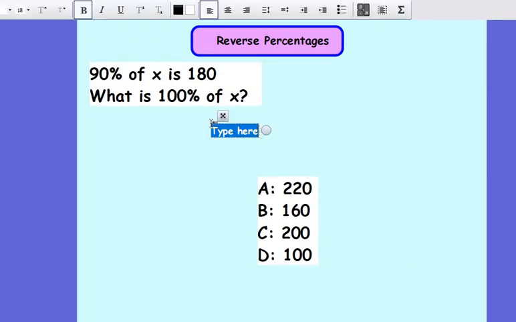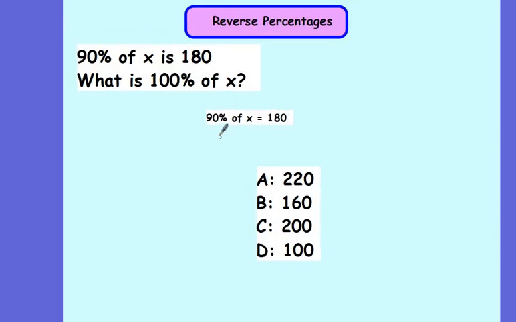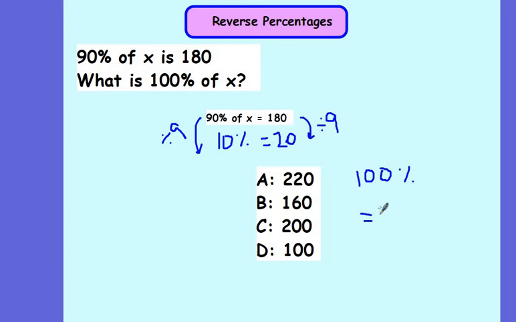Okay, let's think about it. If 90% of x is 180, what's 10% going to be? I need to divide by 9. So that tells me 10% is going to be 20. If 10% is 20, we know that 100% is just 10 times 20, which is 200.